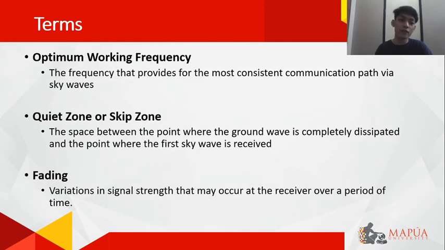The fourth term is the optimum working frequency. This is the frequency that provides for the most consistent communication path via skywaves. The fifth is the quiet zone or skip zone. This is the space between the point where the ground wave is completely dissipated and the point where the first skywave is received. Fading is the variation in signal strength that may occur at the receiver over a period of time.